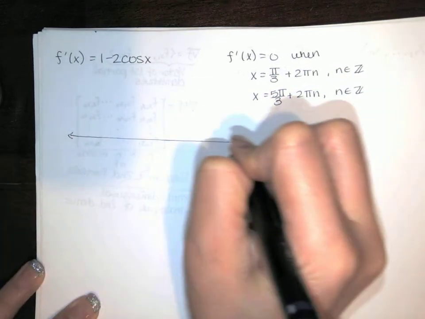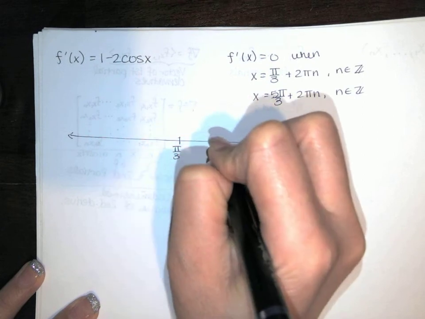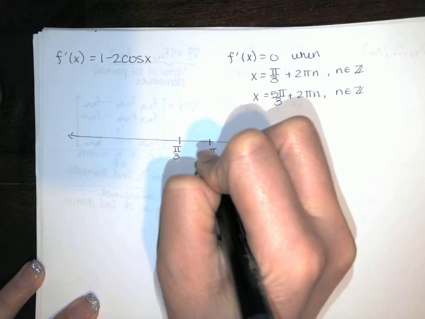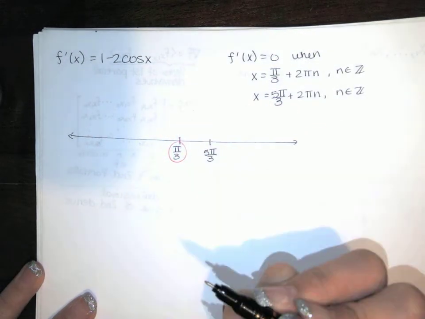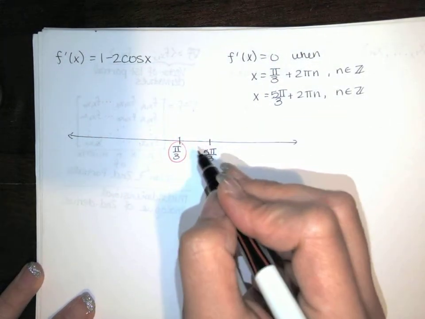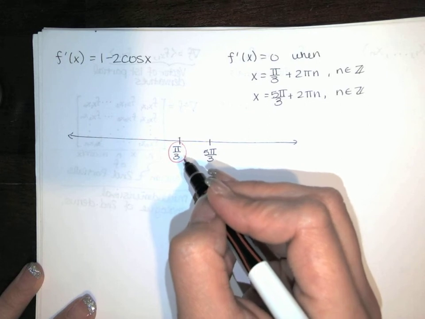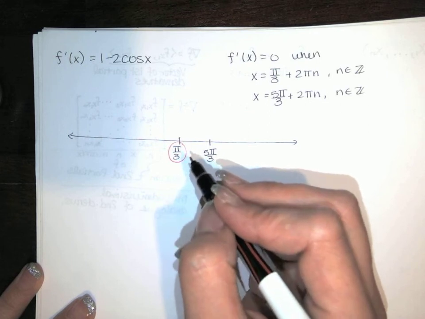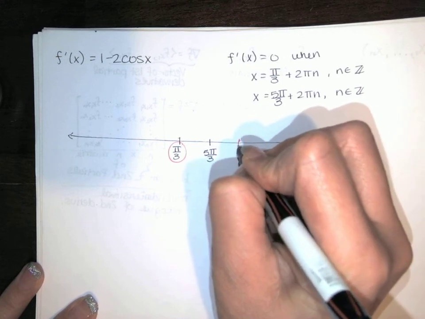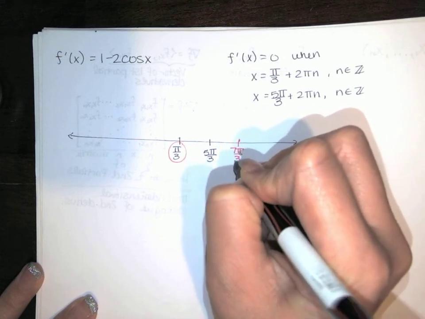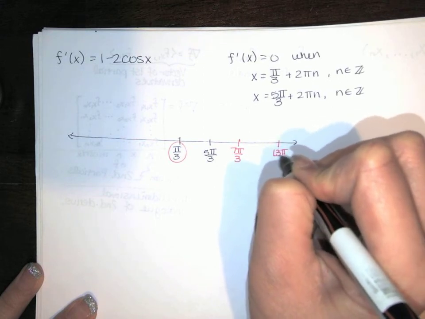So if I draw these on a number line, I'll draw pi over 3 here and 5 pi over 3 here. I know that this is not to scale. And then I'm just going to focus on that one, and I'll add 2 pi. And 2 pi is the same as 6 pi over 3, because 6 divided by 3 is 2. So I'm adding 6 pi over 3 to this, so I get 7 pi over 3. And if I add 6 pi over 3 to that, I'll get 13 pi over 3.